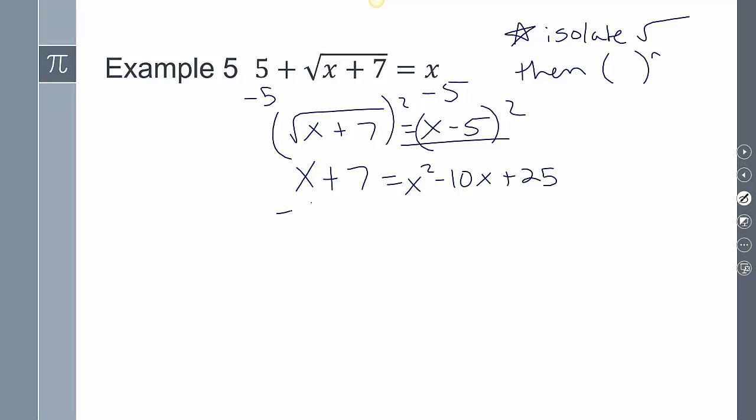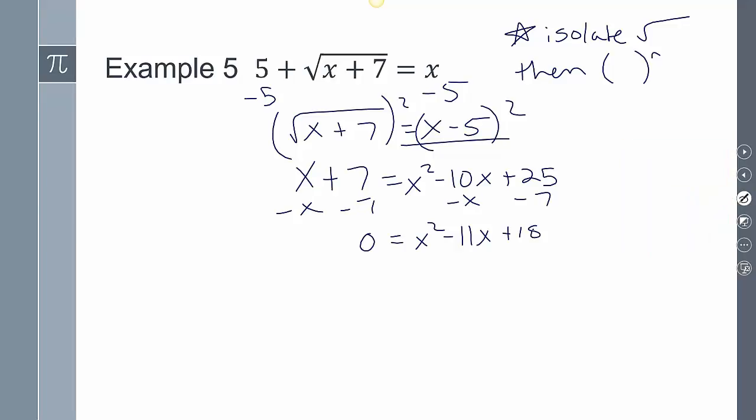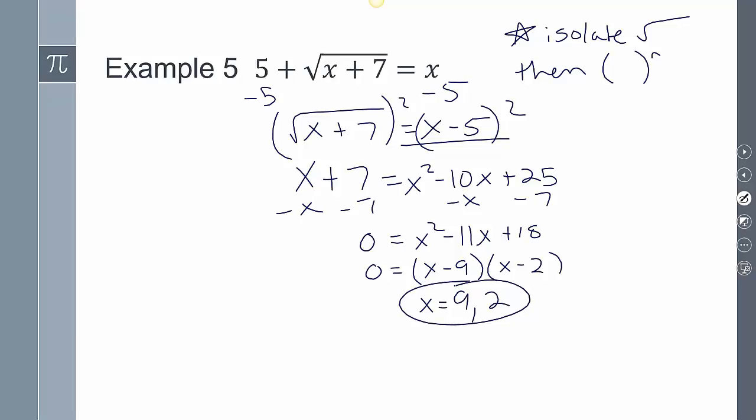Now bringing everything to one side, minus x minus 7, I get 0 equals x squared minus 11x plus 16. Sorry, plus 18. So now I need to factor that. So that's going to be x minus 9 and x minus 2. And so that gives me the implied solutions of x equaling 9 and 2.